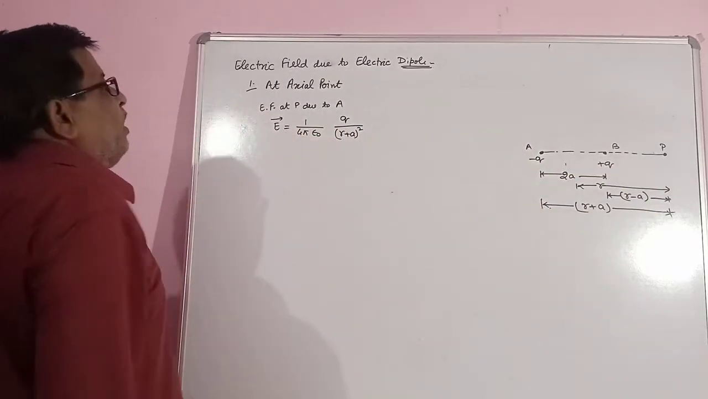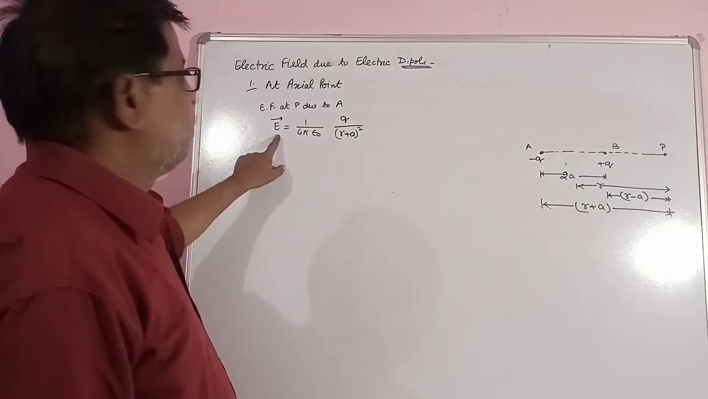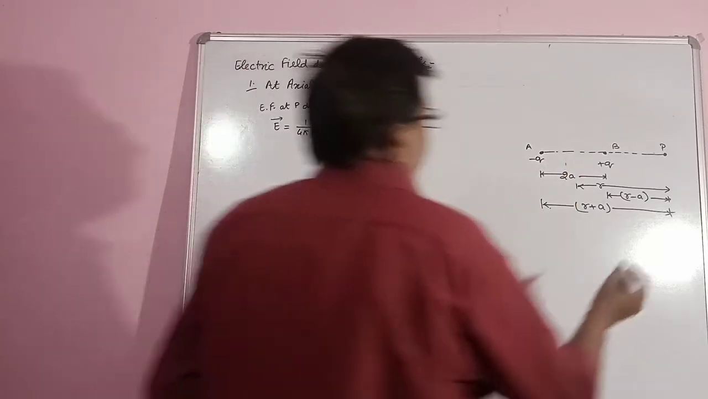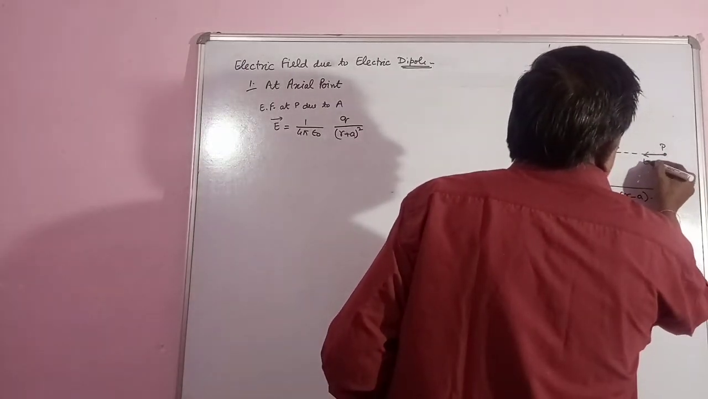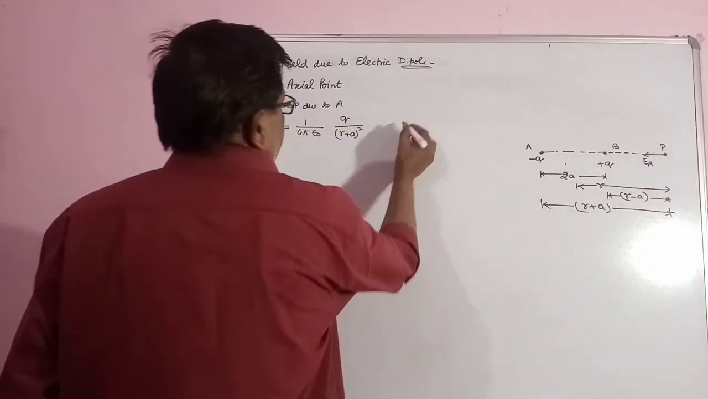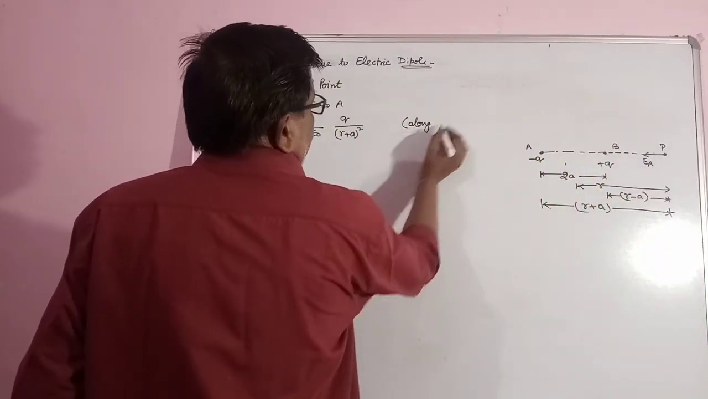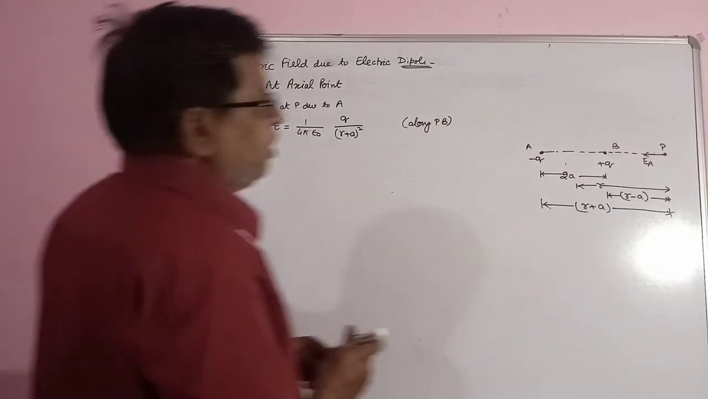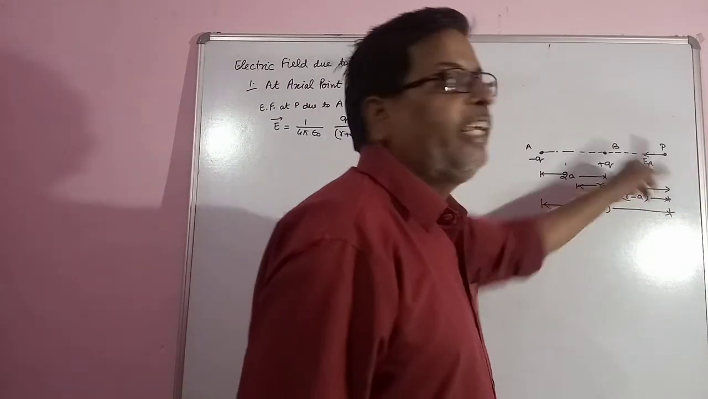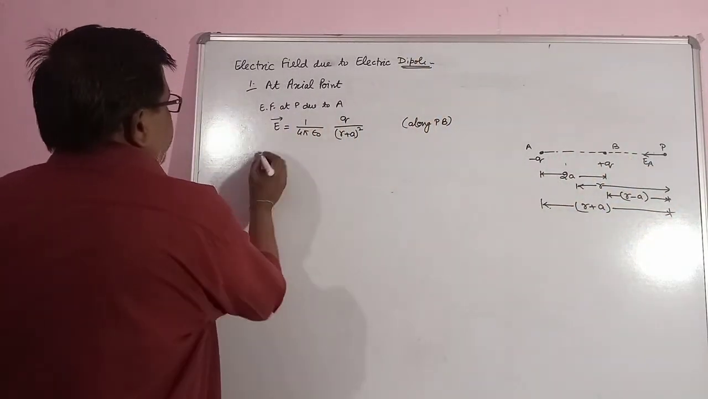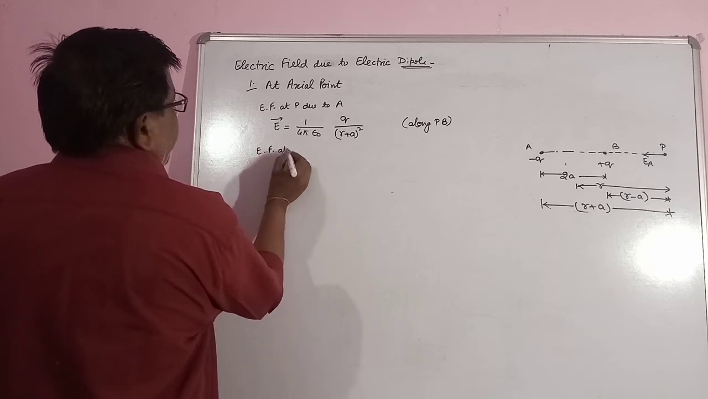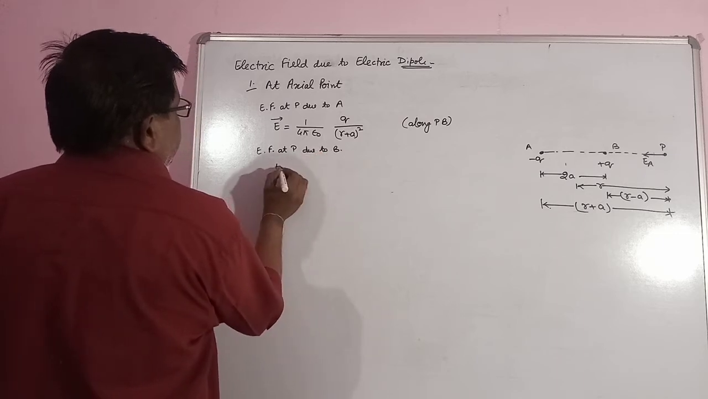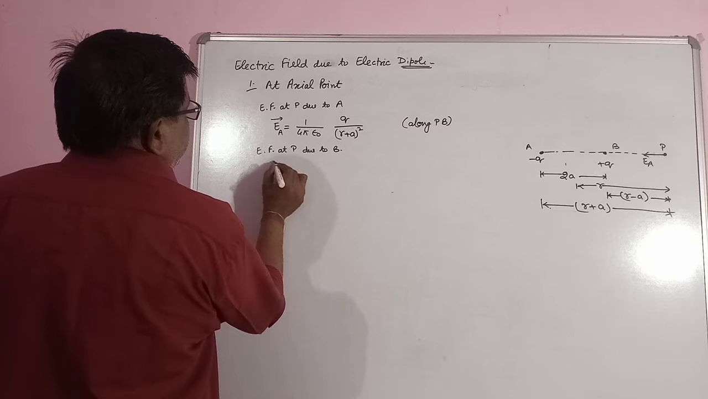Again, electric field is a vector quantity, so the direction of this electric field will be along PB, along PB or PA. Next, electric field at P due to B. This is EA and this is EB.